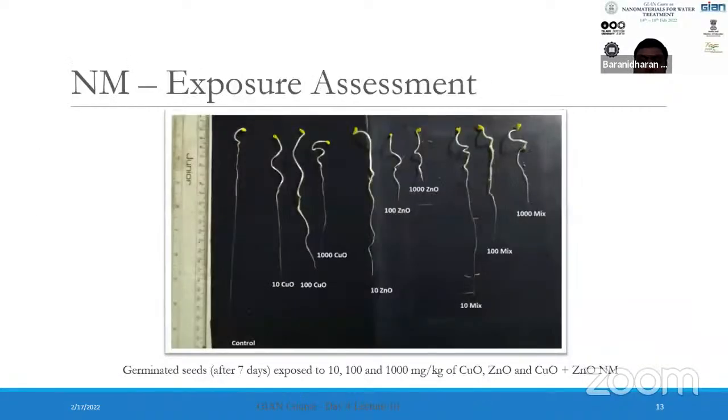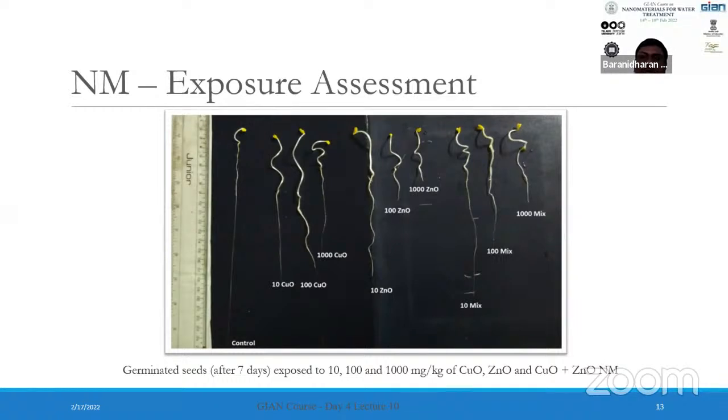In our lab, we also explored nanomaterial or nanoparticle exposure assessment in plants. So what happens to the germination? We prepare a solution, expose the seeds to that solution in a petri dish, and then check their root and shoot length. That helps in the initial stage to understand whether these nanoparticles have any specific impact on the germination of seeds.